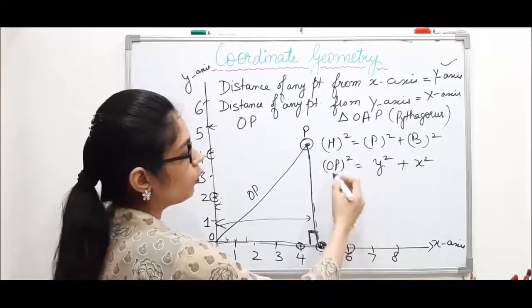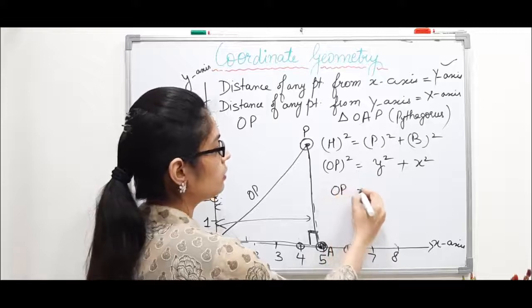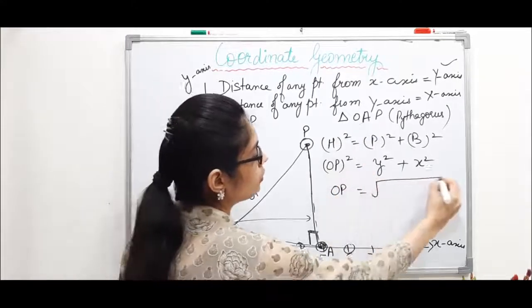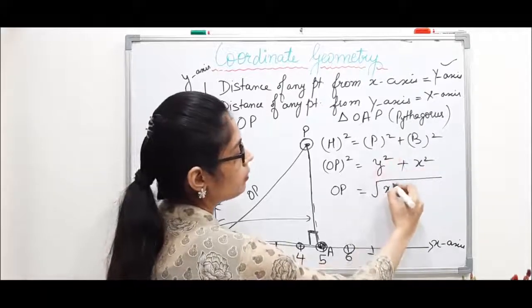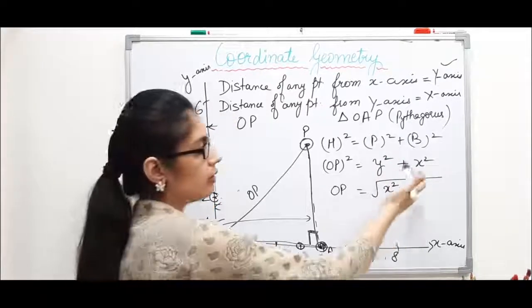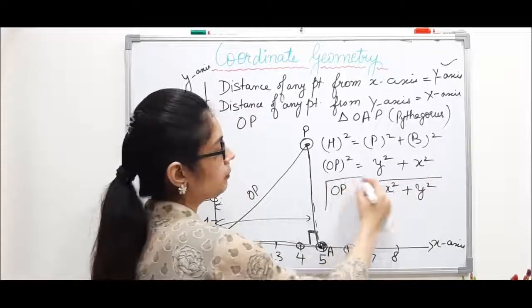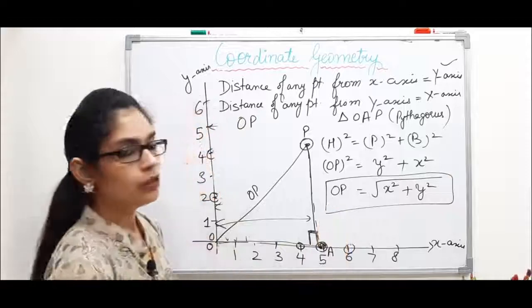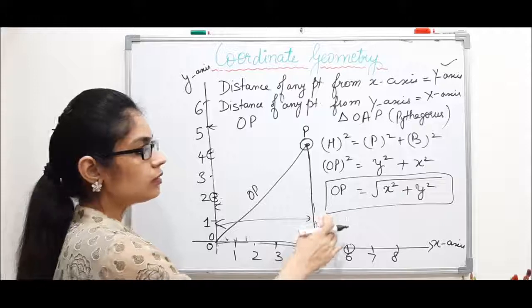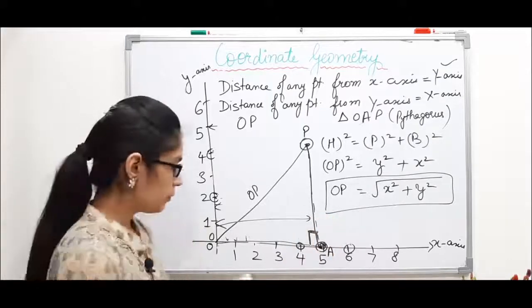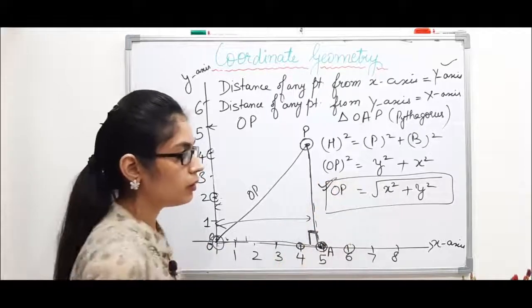So I have got OP square equals y square plus x square. I'll just shift this square to the other side, and it will change to square root. I will rearrange this, because this is addition only, so I will write x square plus y square. So OP will be equal to the square root of x square plus y square. So this is the distance of any point from the origin. You can remember this formula also.